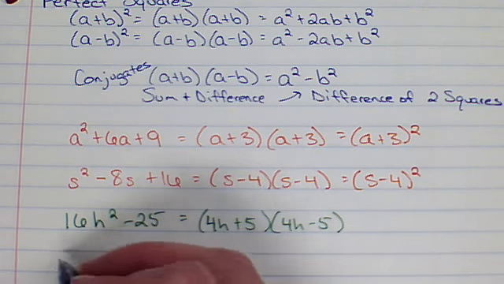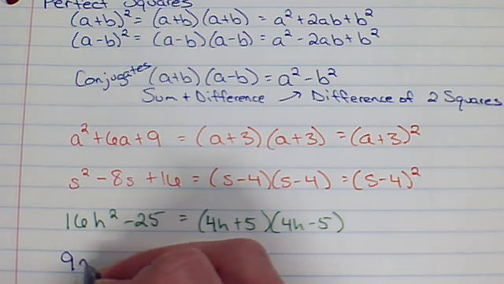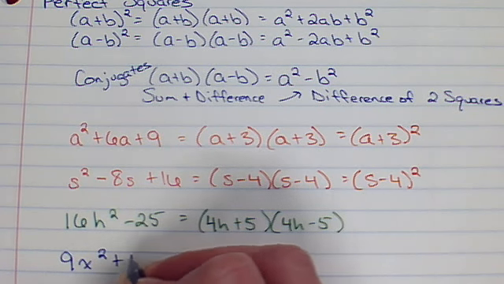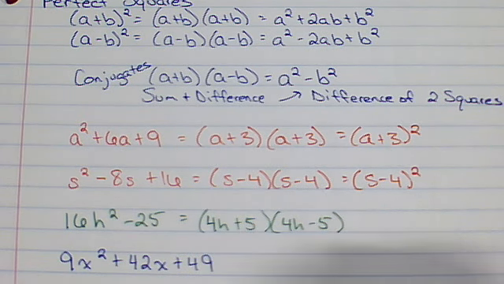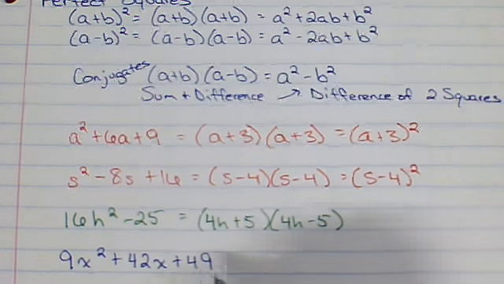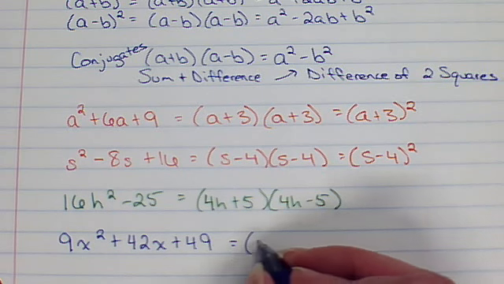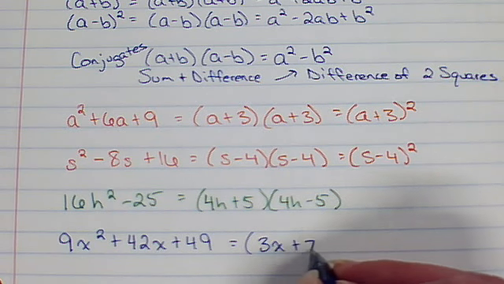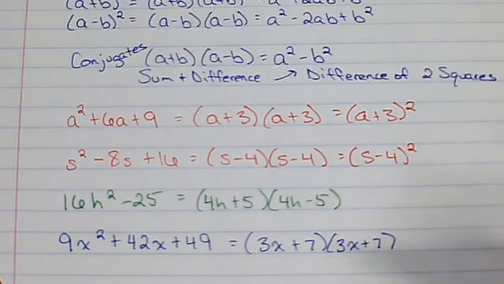All right, let's look at a harder one. 9x squared plus 42x plus 49. Oh my gosh, that's really ugly. But I notice this is a perfect square, and this is a perfect square. So a good try would be 3x plus 7 times 3x plus 7. Let's see if that works.